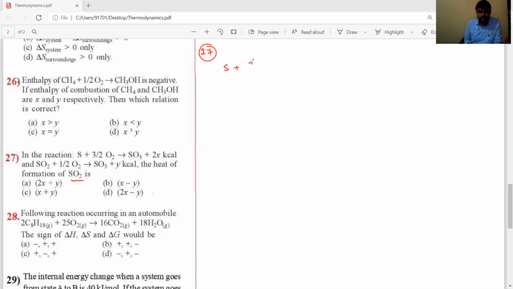S plus 3 by 2 moles of O2 is converted into SO3, and it releases energy of 2x kilocalories. Okay, and the second one: if you take the second reverse equation, since we want SO2 formation, SO2 plus half O2 is converted into SO3. In this process the released energy is Y. Let it be taken as 1.